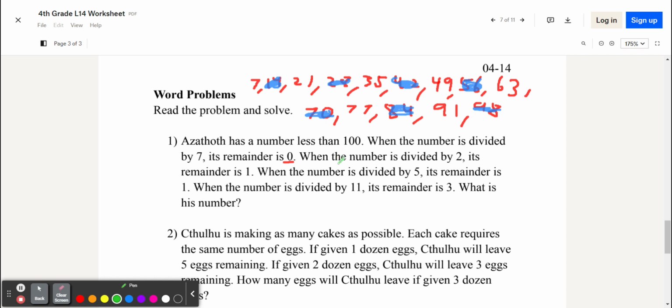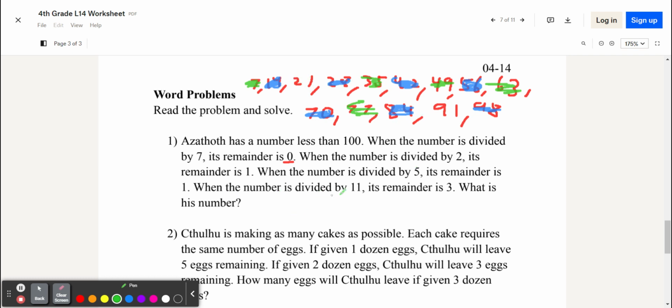And the next one is divided by 5, its remainder is 1. So that means, well, if a number is divisible by 5, it ends with 5 or 0. And if its remainder is 1, that means it'll be 1 more than that. So end with 6 or 1. So that means not 7, but 21 ends in 1, not 35, not 49, not 63, not 77. So we can see 91 or 21 are our only two numbers left, which is good.